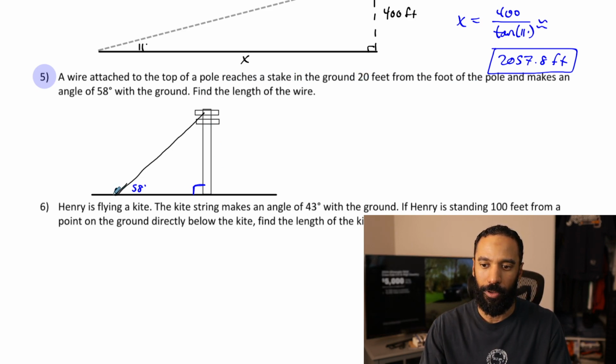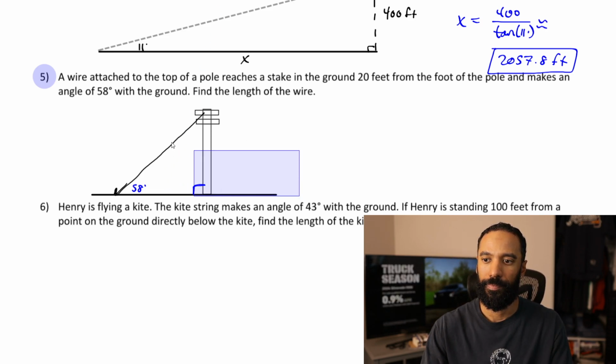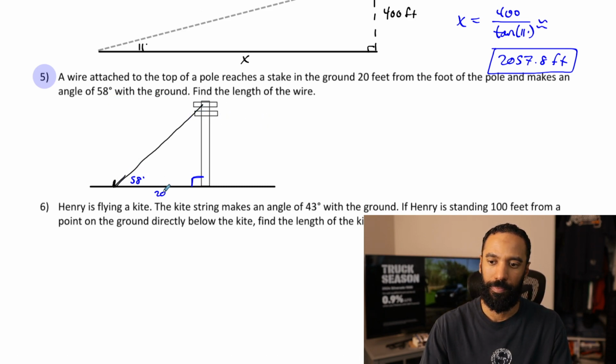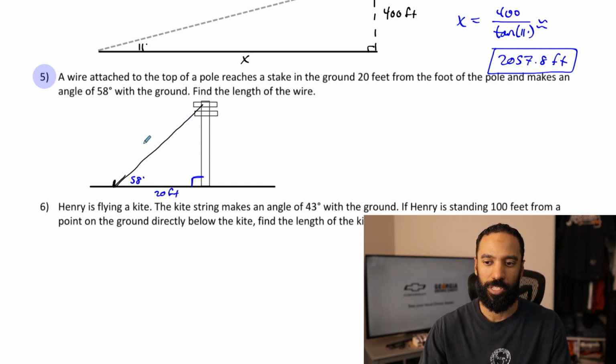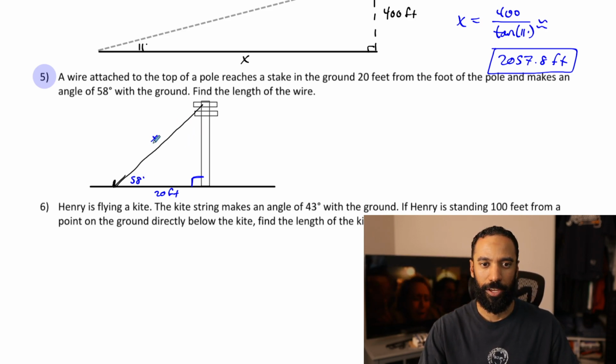So here's the foot of the pole. Here's the stake in the ground. Here's your 20 feet on the bottom. They said find the length of the wire, by the way. So this is 20 feet. They didn't say find the height of the pole. They said find the length of the wire, this part, this x. Here's my angle. Here's the hypotenuse.